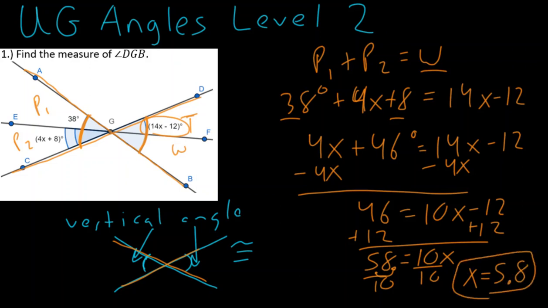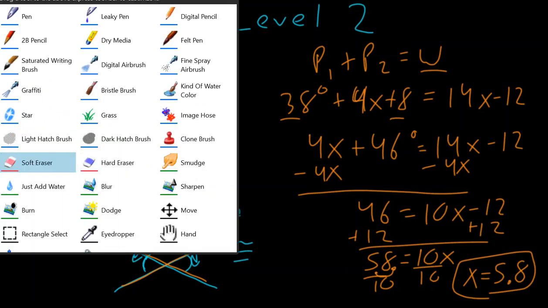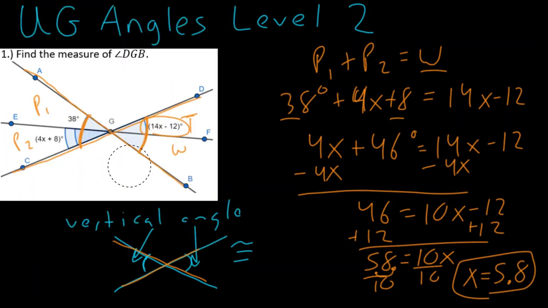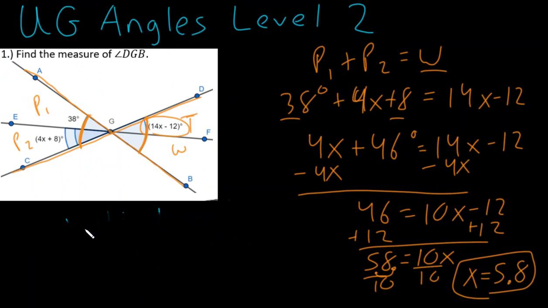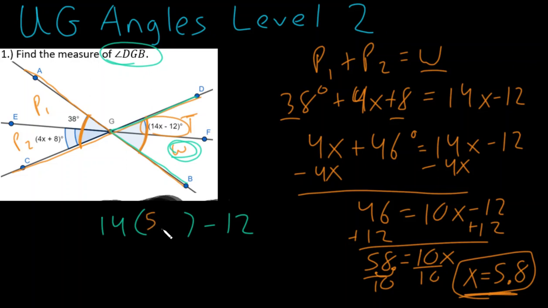Now, we recently had a test, and a lot of students really missed this because you solved for x correctly, however, you didn't apply it to the answer. So what is the question asking us for? It says find the measure of angle DGB. Let's see, D to G to B. We're actually asked to find the whole thing on the right. So we want to take this 14x minus 12 and apply our x value of 5.8. This is our angle, so let's just label it DGB.